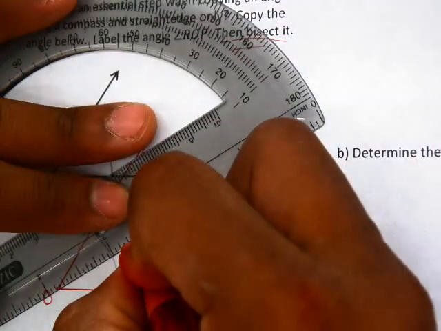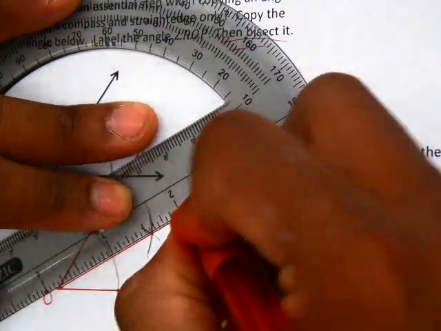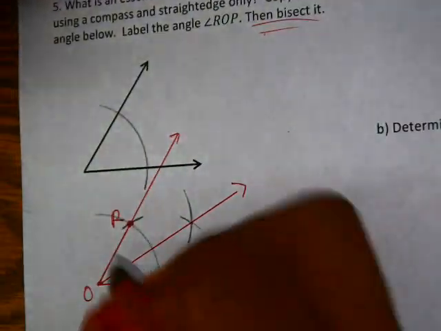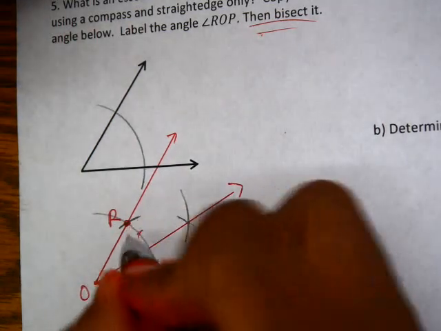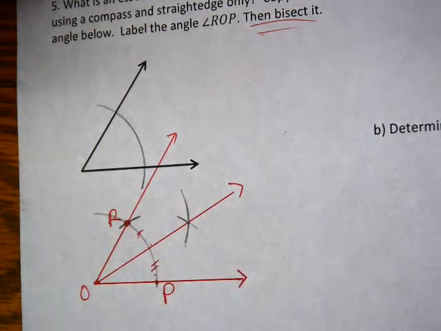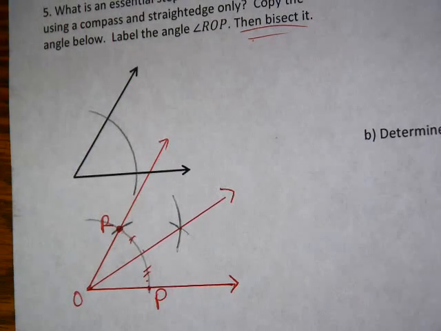So then I'm going to create a ray. So there, I bisected that angle. These arcs right here are equal to each other, whatever angle measures they are.